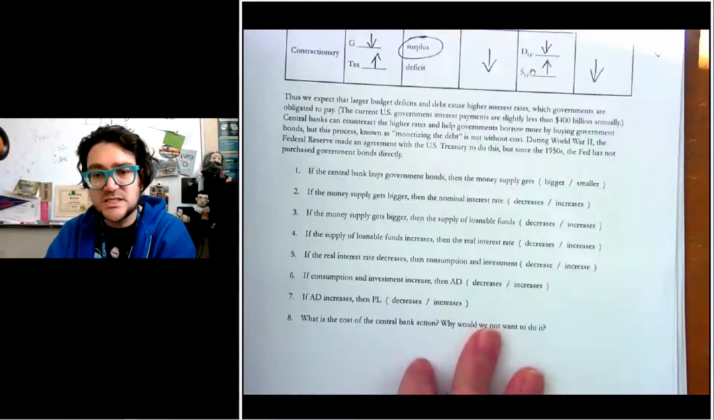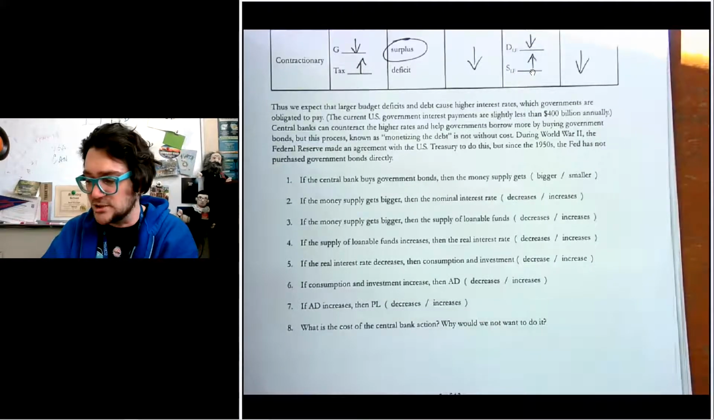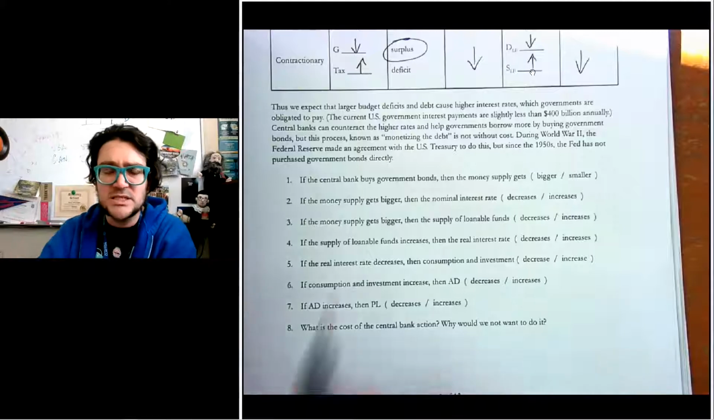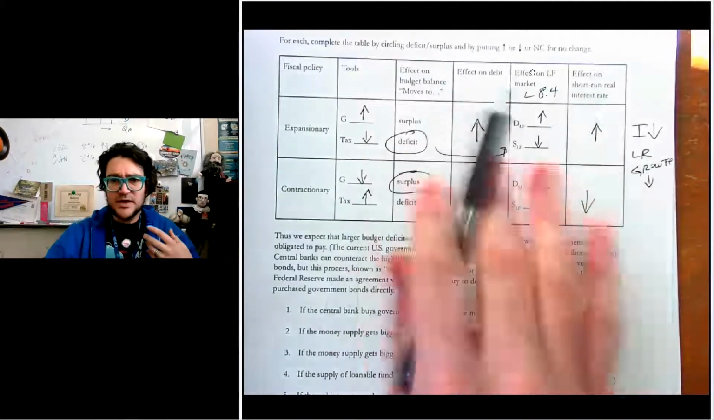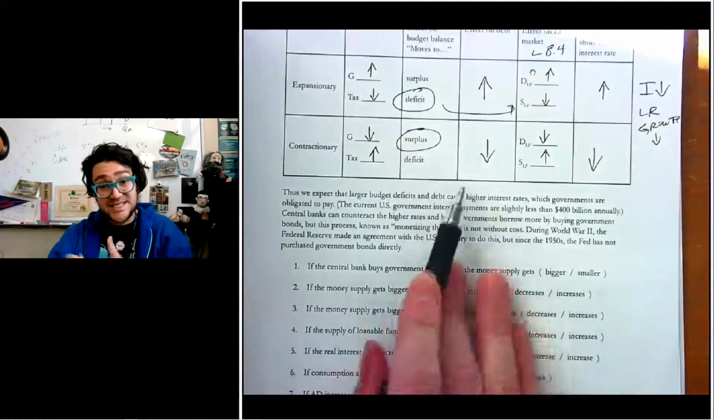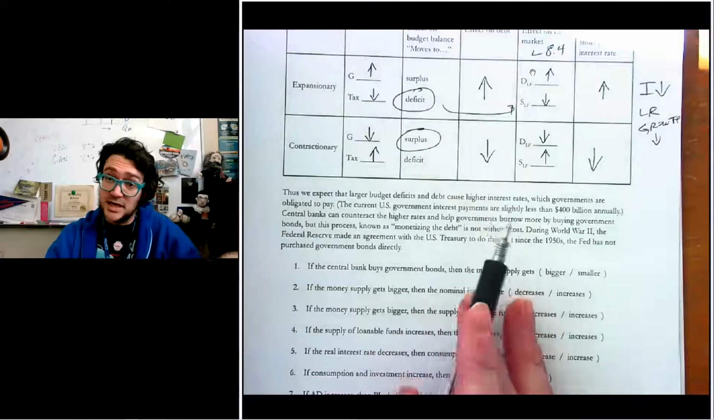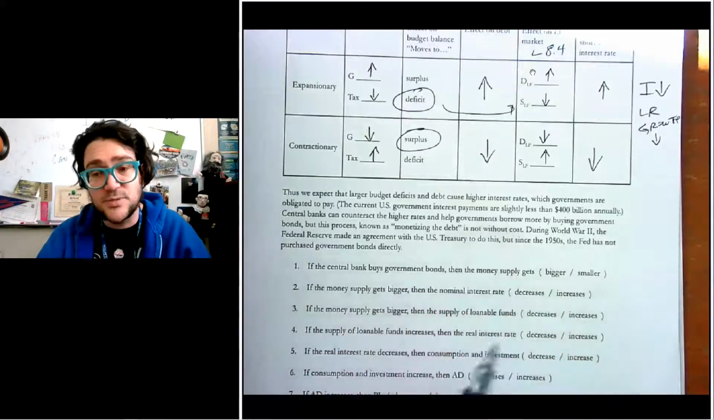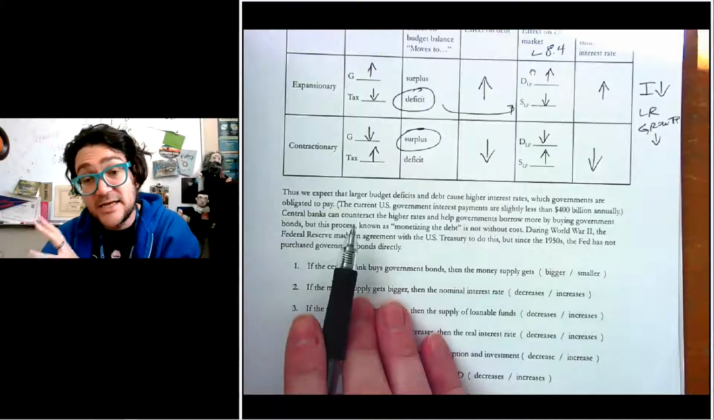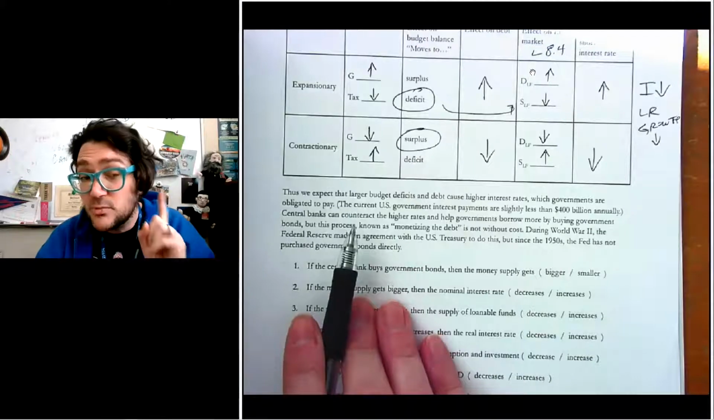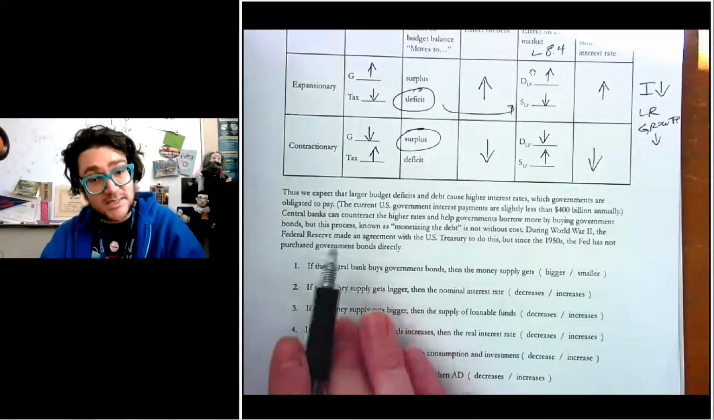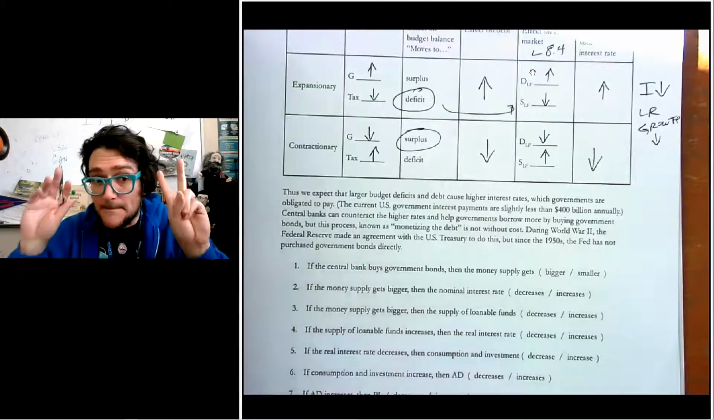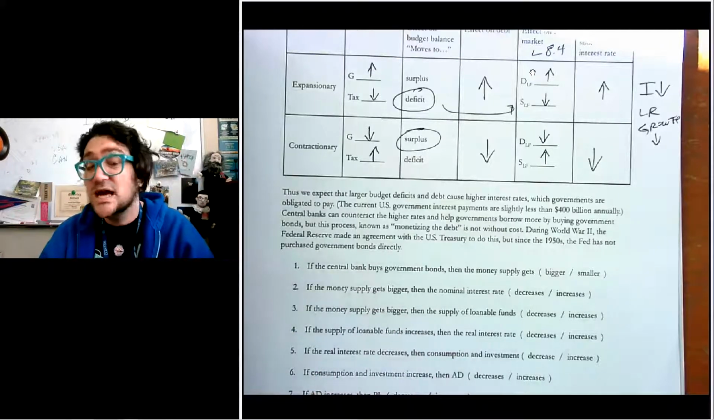Now, the second part of this is thinking about monetary policy implications, like why what we do with monetary policy might be something we think about. And it says we expect that larger budget deficits and debt cause higher interest rates, which governments are obligated to pay. The current U.S. interest payments are slightly less than $400 billion. Central banks can counteract these higher rates and help governments borrow more by buying government bonds. But this process, known as monetizing the debt, is not without cost.